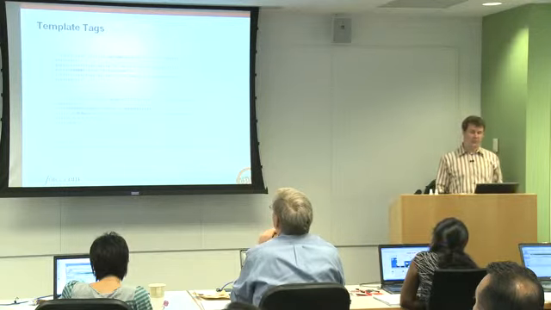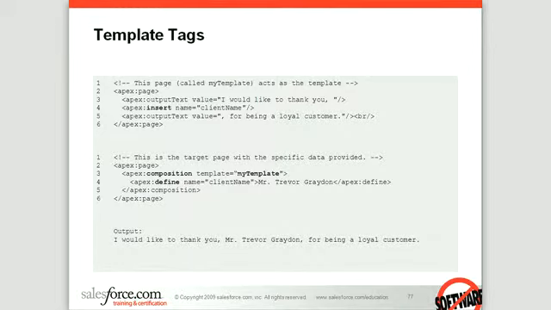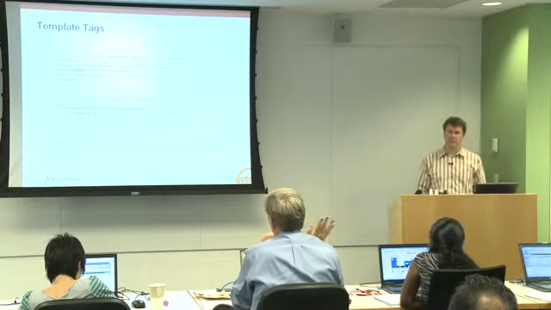So the output of these pages, and they are very simplistic, but that's kind of our point here, would be, I would like to thank you, comma, Mr. Trevor Graydon for being a loyal customer. Okay. So imagine, instead of hard coding in Mr. Trevor Graydon, we'd have some data binding maybe that's pulling in the customer name. It's a little bit silly that we just have some output text, but we'd be doing something more reusable like a header or something like that. Okay. Any questions about templates? Do you use it for email?